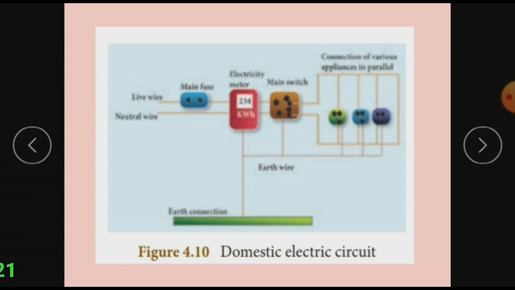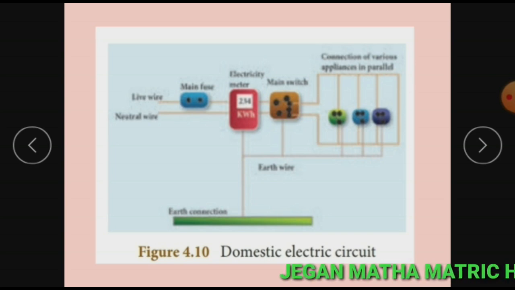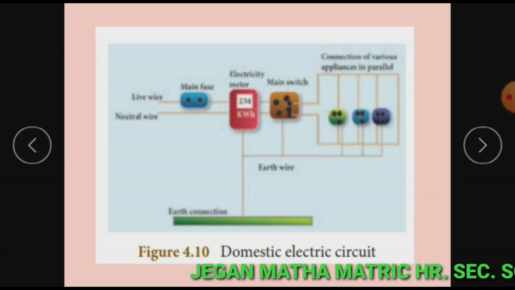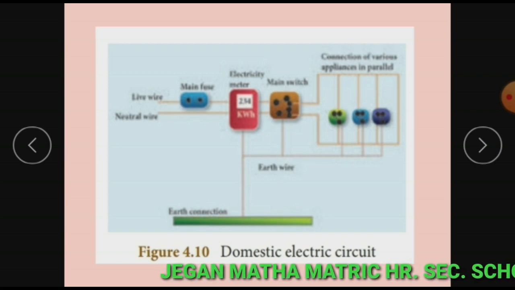Out of these two circuits, one circuit is of 5 ampere rating, which is used to run electric appliances with a low power rating, such as tube lights, bulbs, and fans. The other circuit is of 15 ampere rating, which is used to run electric appliances with a high power rating, such as air conditioners, refrigerators, electric iron, and heaters.